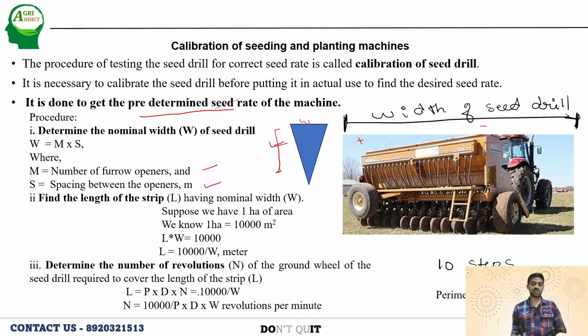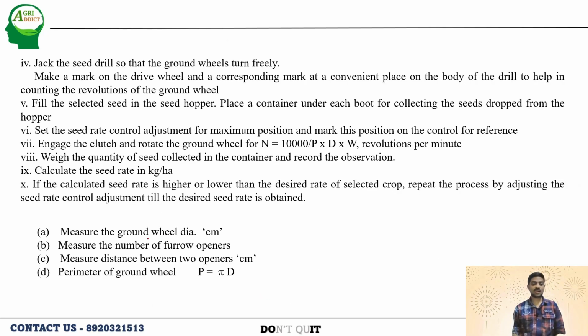To determine the number of revolutions, use this formula: L is equal to P into D into N. Next we'll be talking about the next procedures. Measure the ground wheel diameter in centimeters. These are some precautions which you have to take. Measure the number of furrow openers and the distance between two furrow openers in centimeters, and the perimeter of the ground wheel. Pi is equal to P by D, where P is the perimeter and D is the diameter. If you need the value of pi somewhere, you can find it by equating it.